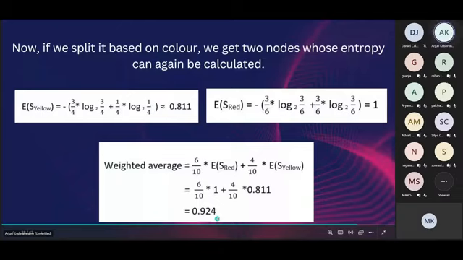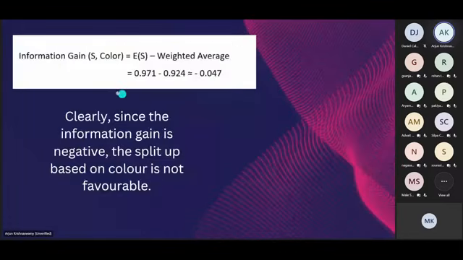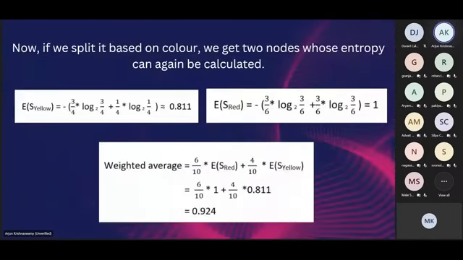I'm pretty sure you are familiar with weighted average, as I've already taught you. So the information gain here is 0.971 minus 0.924, which is 0.047. I'm sorry, this is not minus 0.047, it's 0.047. So that is the information gain we get through this. That means that when we perform our split, we are gaining a little bit of information, so it makes sense to split it based on its color. That is all when it comes to entropy and information gain.